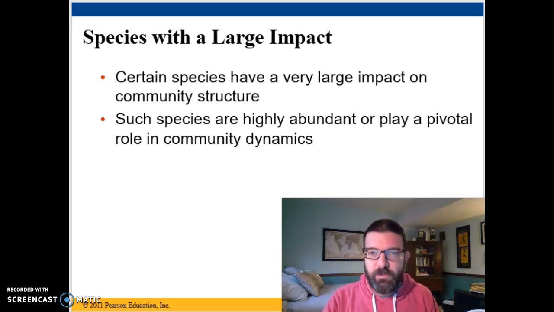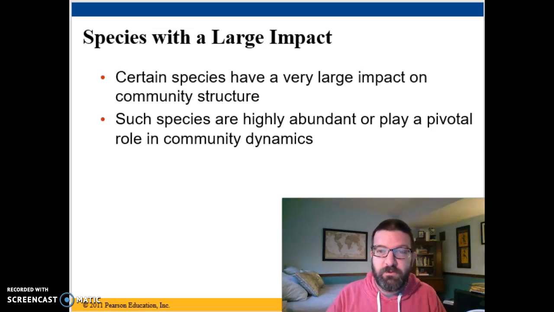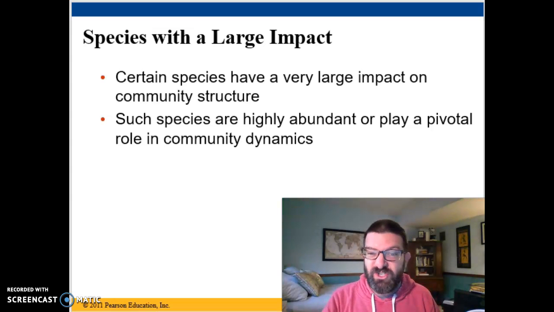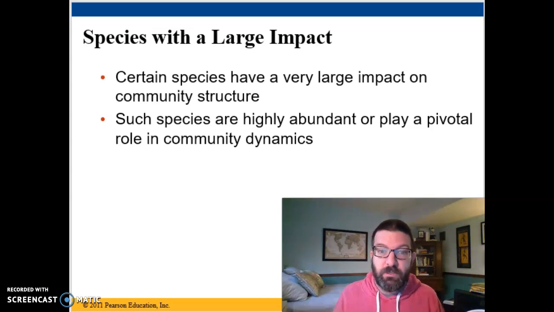In an ecological community, some species have a larger impact on the community than others. And that may be because there are just a ton of them. They are very, very abundant, but sometimes they're not necessarily that abundant. They just happen to play a particularly pivotal role in community dynamics.